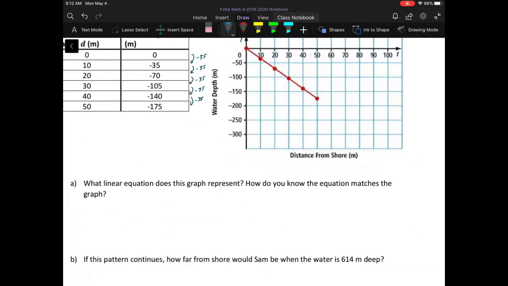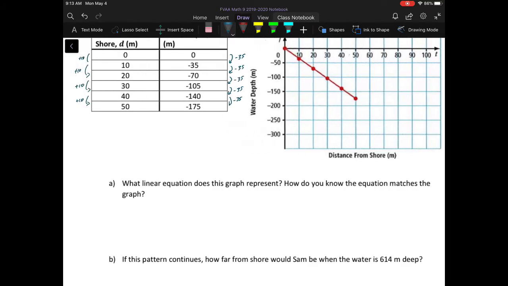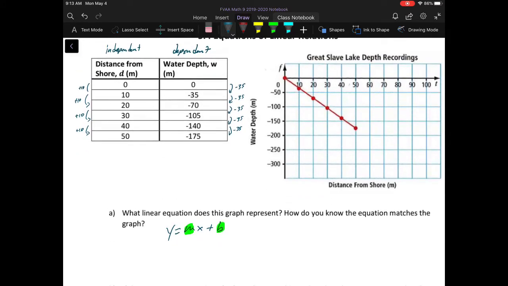All right. So here, how do we determine the equation, or what linear equation does this graph represent? How do you know the equation matches the graph? Okay, so again, we have our basic equation, which is y equals mx plus b, okay? Knowing again that m is my rate of change and b is my initial value when x is equal to 0, okay?